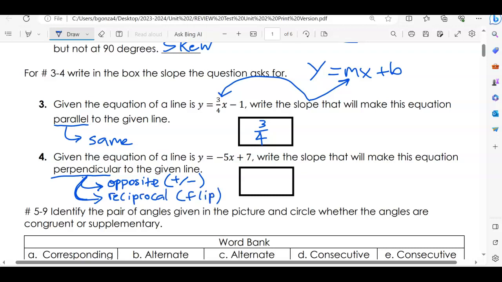Okay. Now, this slope is negative 5, right? But you got to put it over 1. So what is that going to turn into? Well, you have to change the sign. So negative becomes positive. Reciprocal, I flip it, and I get positive 1/5. So please notice, if you have a whole number, you got to put it over 1. And then, for perpendicular, you do the 2 changes. Cool?